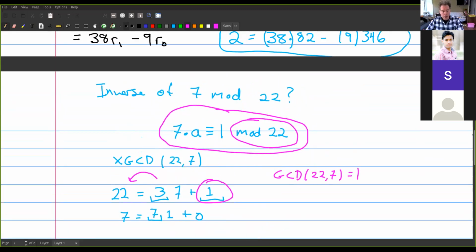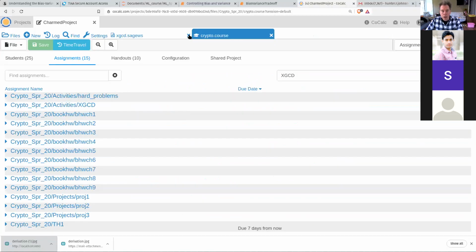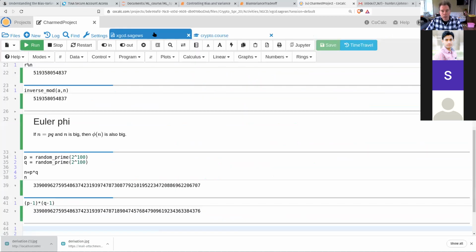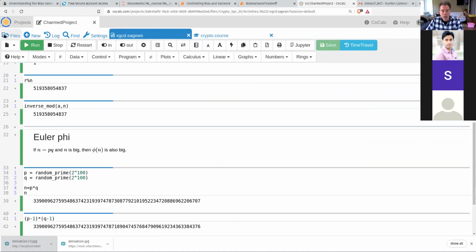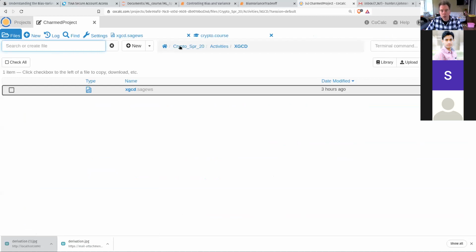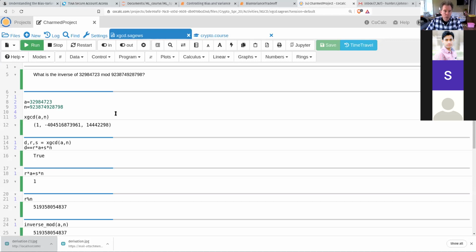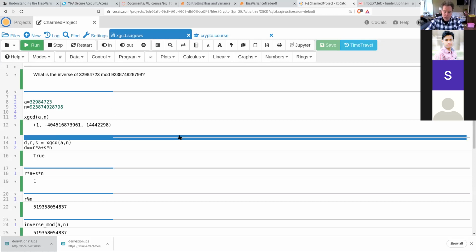And I'm going to go do that right now. So I'm going to come back here to our CoCalc. And I made a little worksheet here. You have this too. It's in crypto activities XGCD if you want to play along here. Are you guys seeing my CoCalc screen? Yes. Okay, good. So I will open this. So here's a question. I'll make this a little bit bigger.